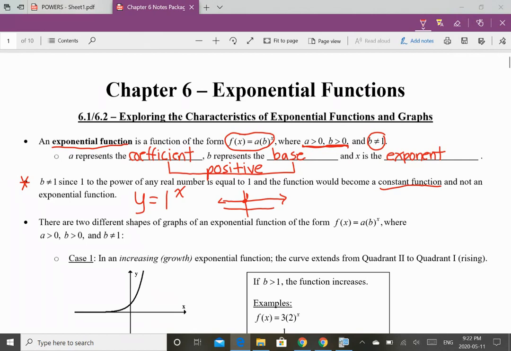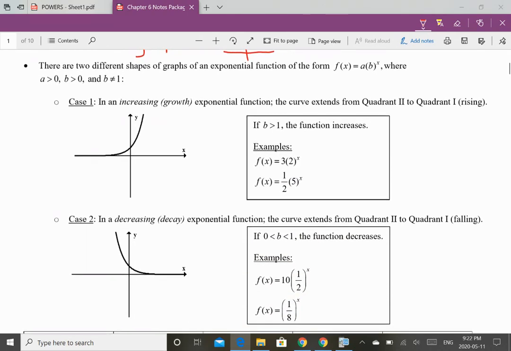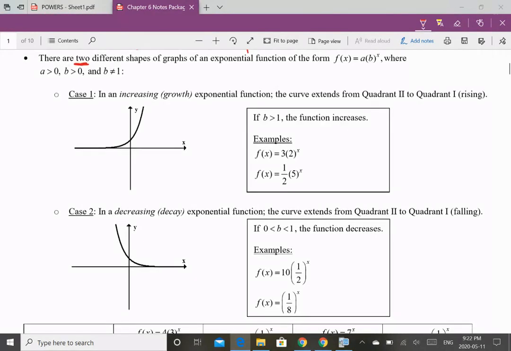So let's go ahead and look at what the graph of the exponential function is going to look like. There are two different shapes of graphs of an exponential function of the form a times b to the power of x, where a is greater than 0, b is greater than 0, and b cannot equal 1. Case 1 is an increasing graph, or what we call exponential growth. When we have exponential growth, the curve extends from quadrant 2 to quadrant 1, and the curve is rising.